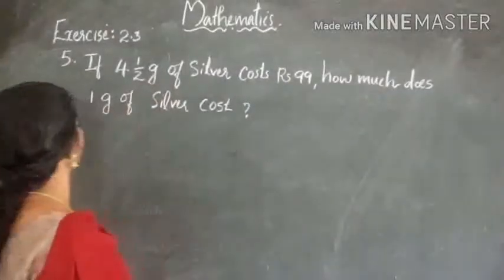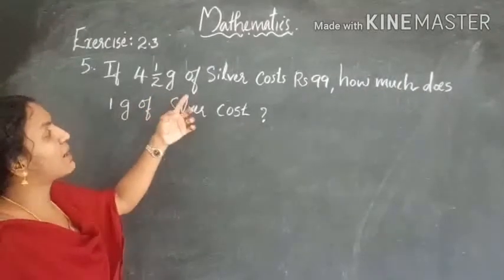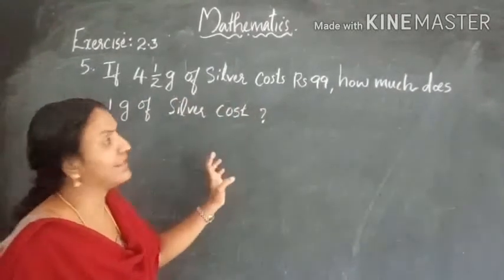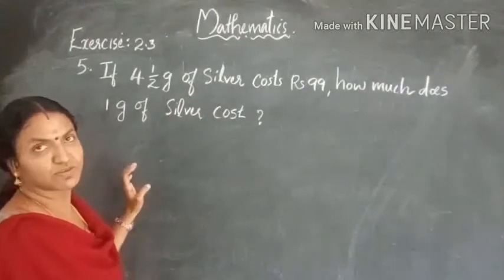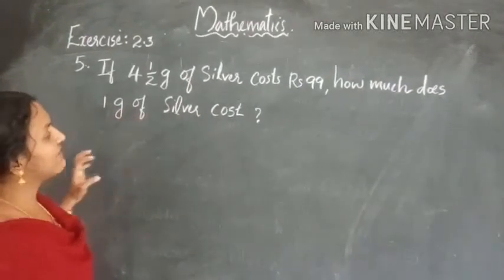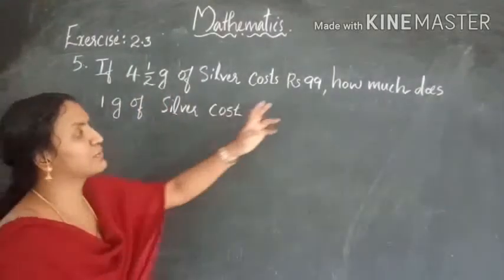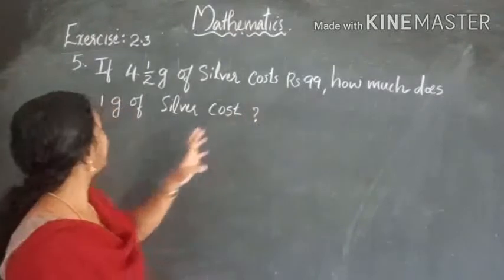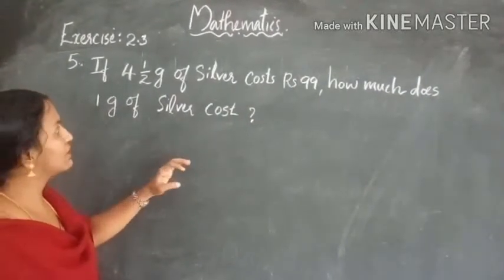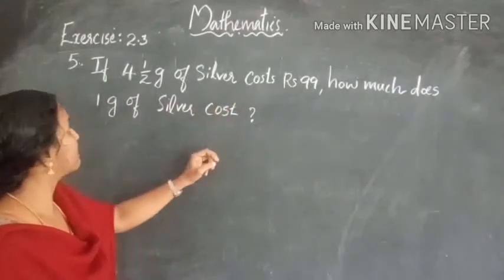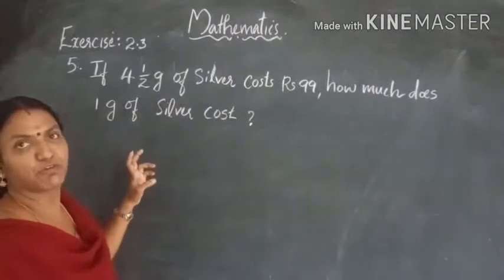Next, question number 5. If 4 1 by 2 gram of silver costs rupees 99, how much does 1 gram of silver cost? What is given? Given the cost of 4 1 by 2 gram of silver is rupees 99. You have to find out the cost of 1 gram of silver, which is equal to 99 divided by 4 1 by 2.